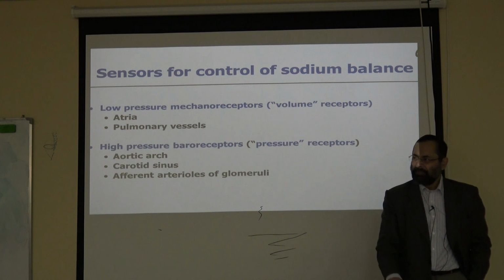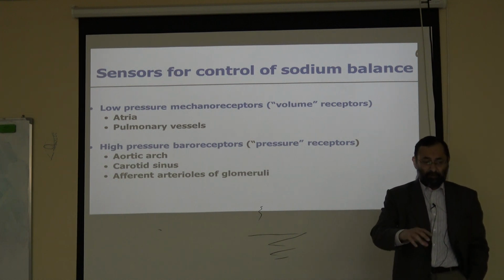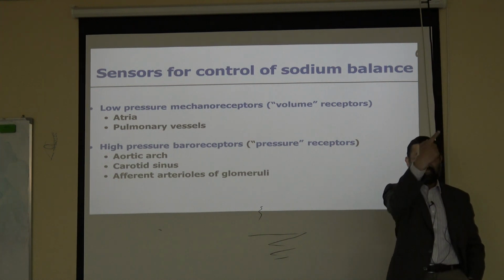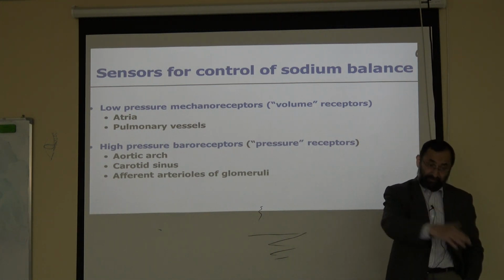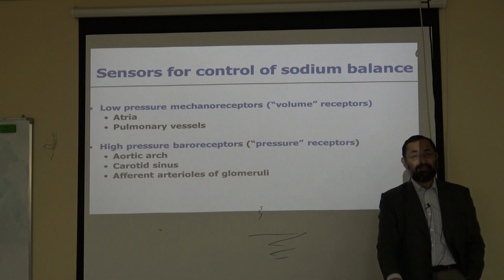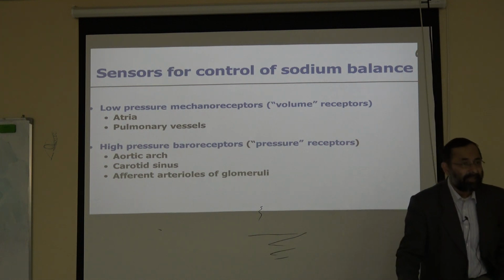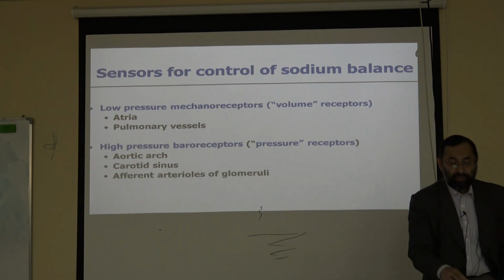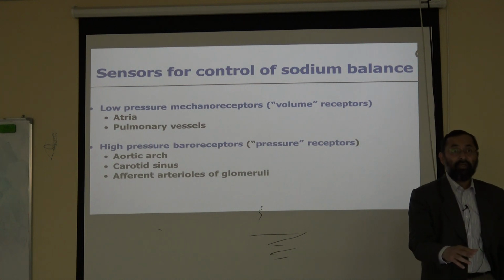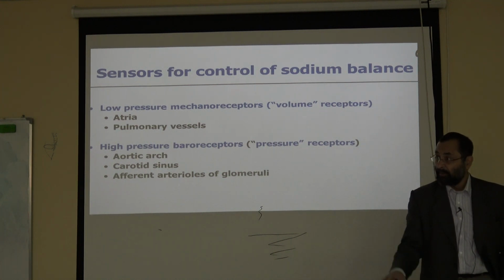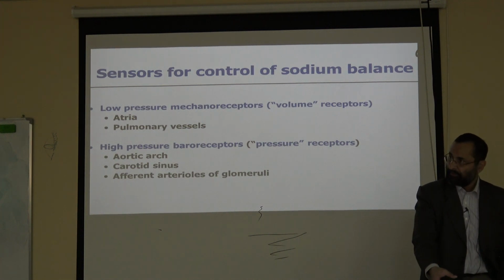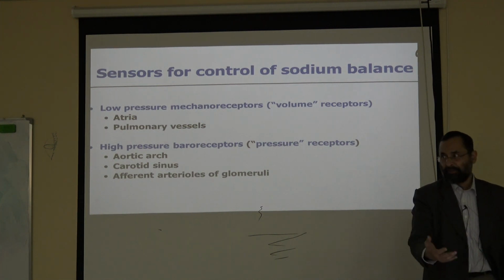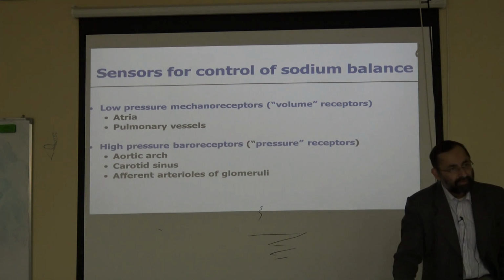We talked about the receptors, okay, which are detecting the volume and pressure, and then they are signaling to the salt appetite center also. The thirst center and the salt appetite center. And these are the receptors, low pressure receptors and the high pressure receptors according to their anatomical location where they are found in the body. Low pressure regions of the body in circulation, low pressure receptors. High pressure regions, high pressure receptors.